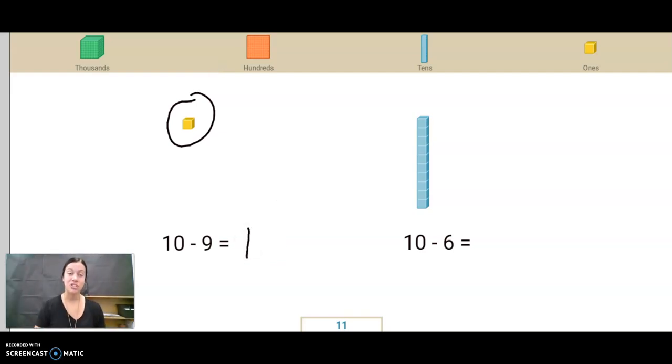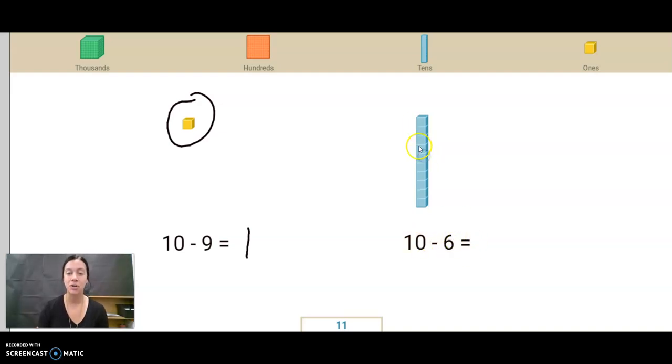I can check to make sure that I'm accurate, and I can check to be efficient by knowing that 1 and 9 are a pair that make 10. So I know that my thinking is accurate. Let's try one more. 10 minus 6, or 10 take away 6.